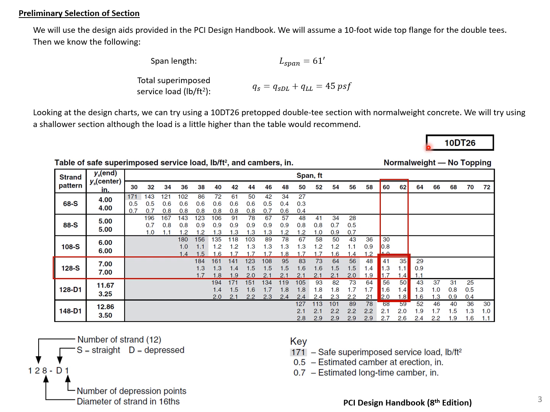So we can look at different design tables, and this is the design table for a 10 DT26. So this is a 10-foot wide double T with a 26-inch depth, and we can come to our 61-foot span length, and we want to see where we have a safe superimposed service load greater than the superimposed service load for our section. So you can see here we're kind of right in this range.